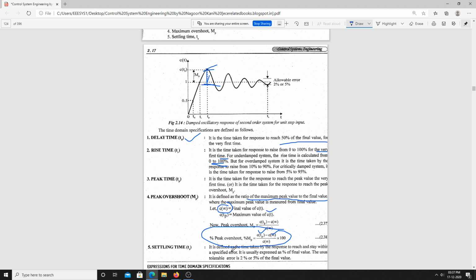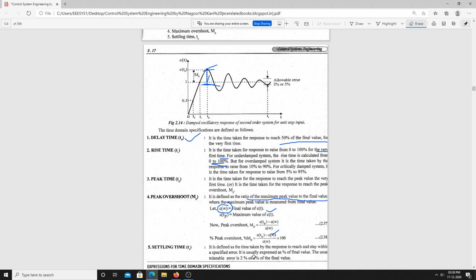Now when we talk about the settling time, I already said that the allowable error, I mean the tolerance value, is 2% to 5%. So what is settling time? It is defined as the time taken by the response to reach and stay within its specified error. I mean the error here is 2% to 5%. Above 5% will not be tolerable. Is it clear? It is supposed to stay within this tolerable error.